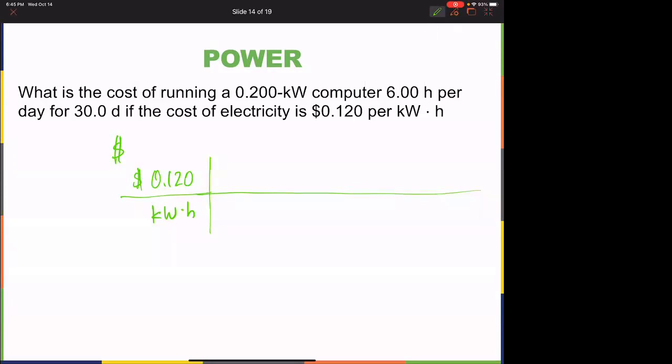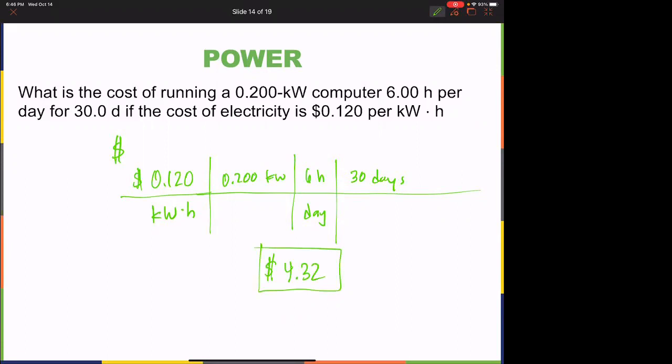So we've got to get those both out of the denominator. So we have 0.200 kilowatts and 6 hours per day and 30 days. So we just multiply the top through, and that gives us how many dollars it costs to run our computer. So 1 month costs $4.32 to run your computer for a month, 6 hours a day.